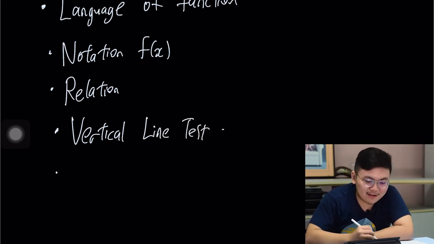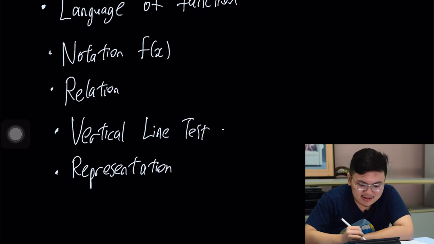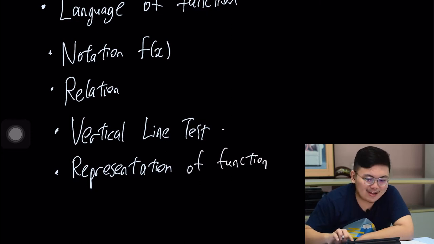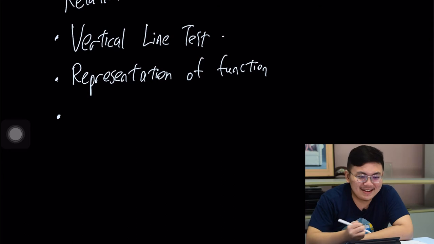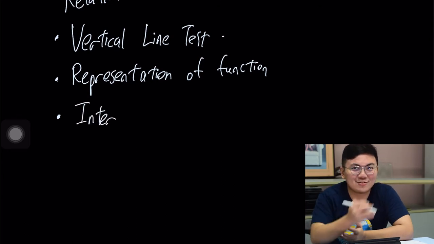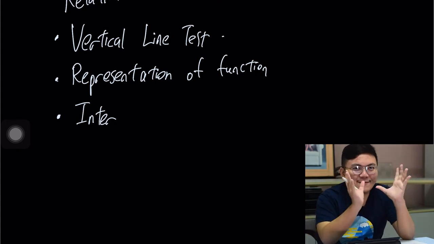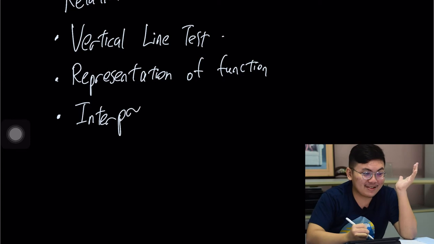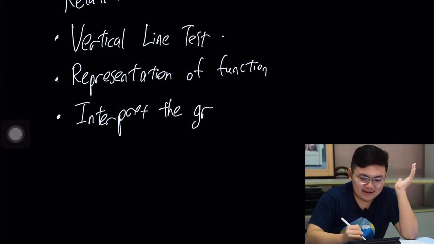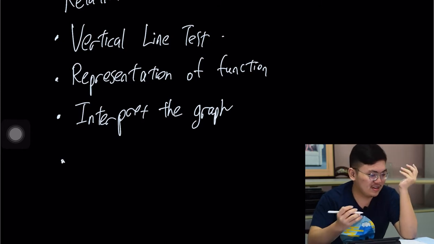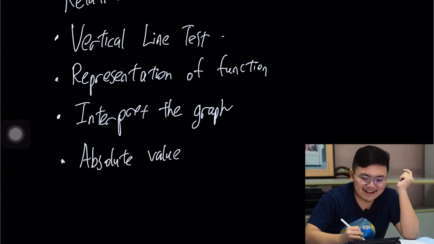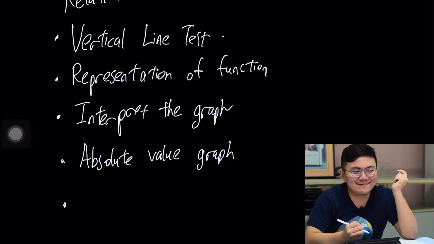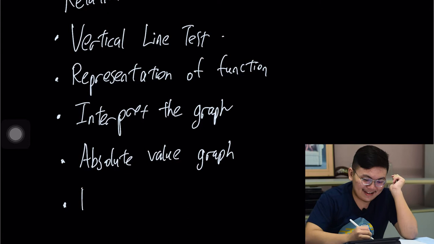Then how to represent the function. The subtopic, representation of function, has three types, but actually not only three types, in Malaysia three types only. And then we are going to integrate the graph of function. When you were in Form 2, you just learned how to draw the graph, but you didn't know what this graph actually meant. Then a little bit about the domain and range. And then the absolute value function, the V-shaped graph, which is basically very easy.